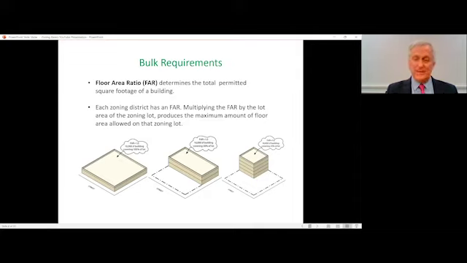So on the example on the left, the person has decided to build a 1-story building. So they build a 1-story, 10,000 square foot building that covers the whole lot. In the middle example, the person wants to build 2 floors. So you build 2 5,000 square foot floors. 2 times 5,000 equals 10,000. So you cover half the lot with 2 buildings.